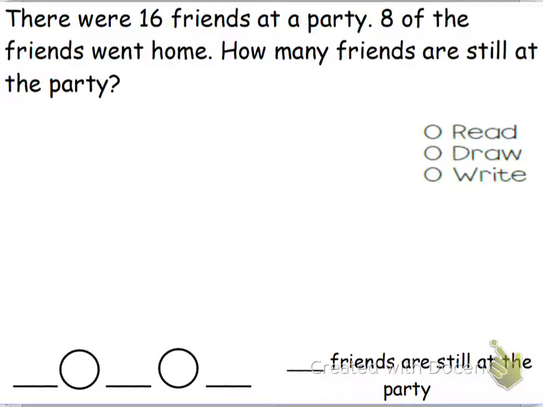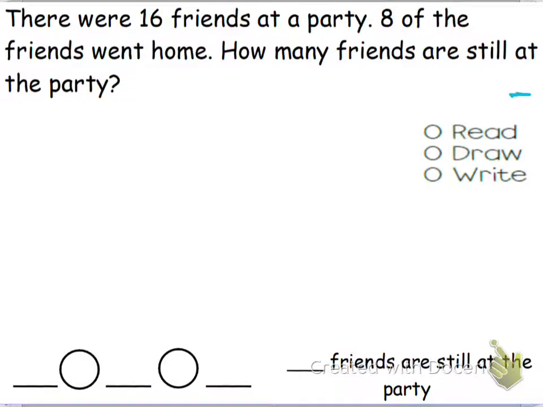Alright guys, so now let's look at this. So we know there were 16 friends at a party. 8 of the friends went home. How many friends are still at the party? So now I need to think about what's going on here. Well, we know there are 16 friends at a party. 8 of the friends went home. They left. We have to figure out how many are still there. Well, there are some that left the party. That means we have to take those away. So that means we are subtracting.